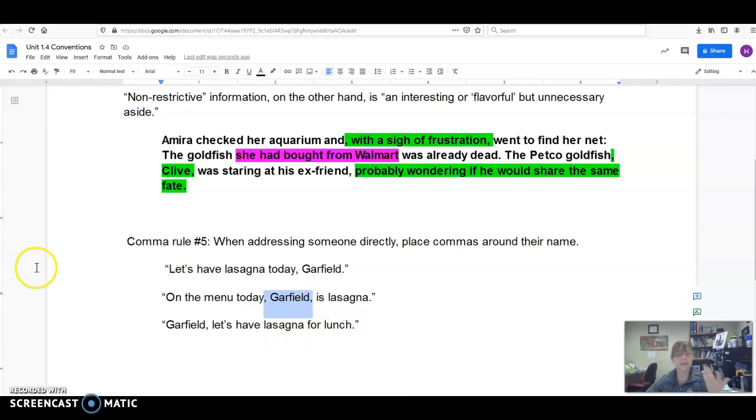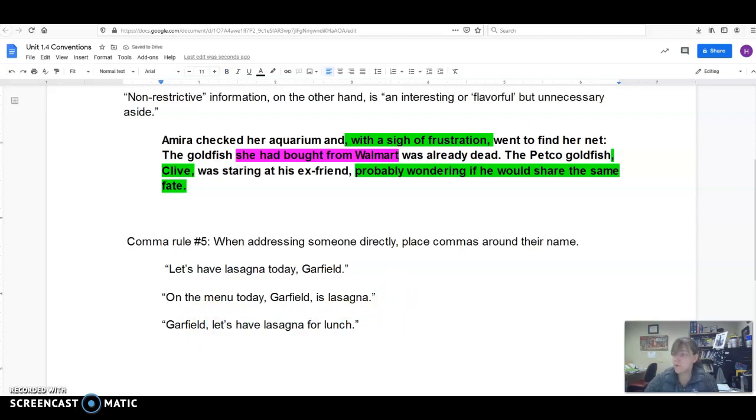Because we are addressing that person, we're going to add a little bit more emphasis around their name. We're going to pause a little bit here. Let's say we're calling that person, for instance, Garfield. Let's have lasagna for lunch. It gets their attention. But again, we could still say this and that person's still going to be clear on what we meant. Okay?